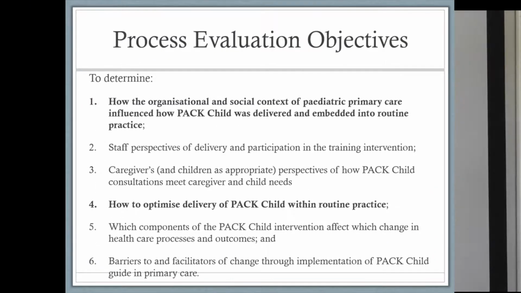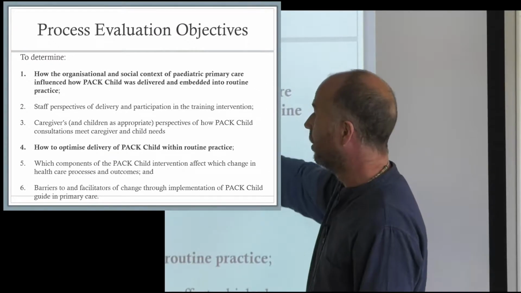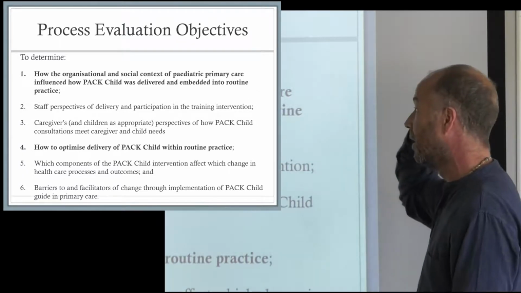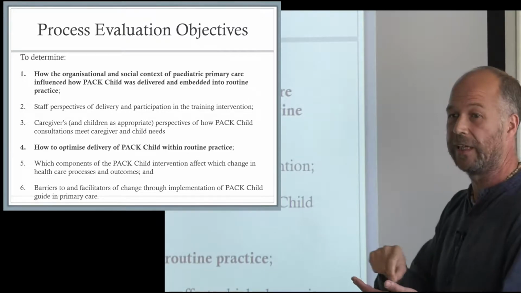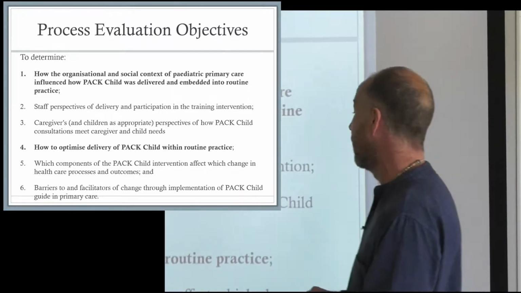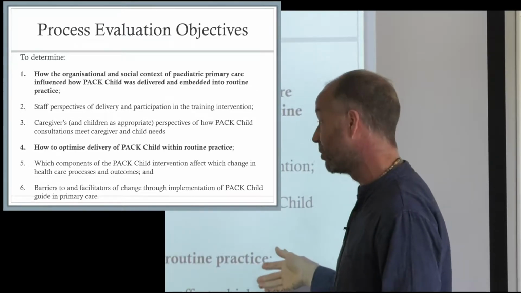And so the process evaluation objectives are all of these, but I'm just going to focus on the first one here: how does the social context of paediatric care influence how Pact Child was actually delivered? How does it really get embedded within this system? Where do you see these disruptions taking place? And then the fourth one, what can we learn about how to optimise Pact Child?